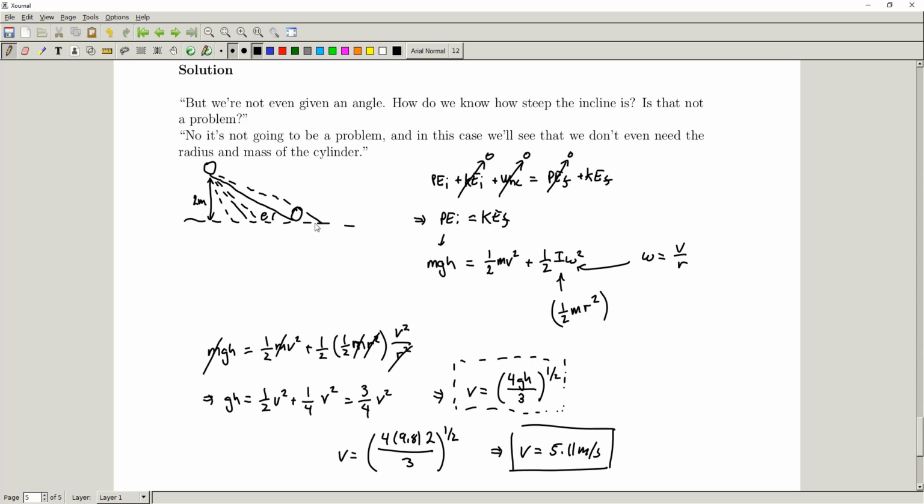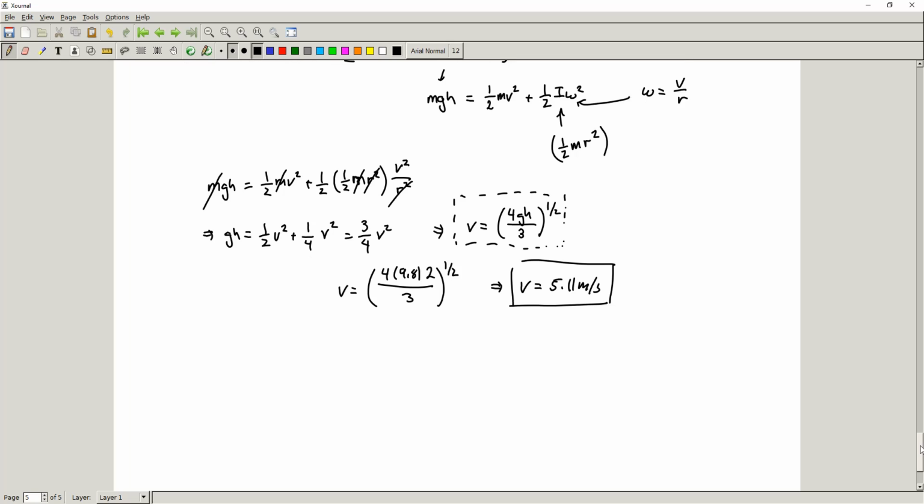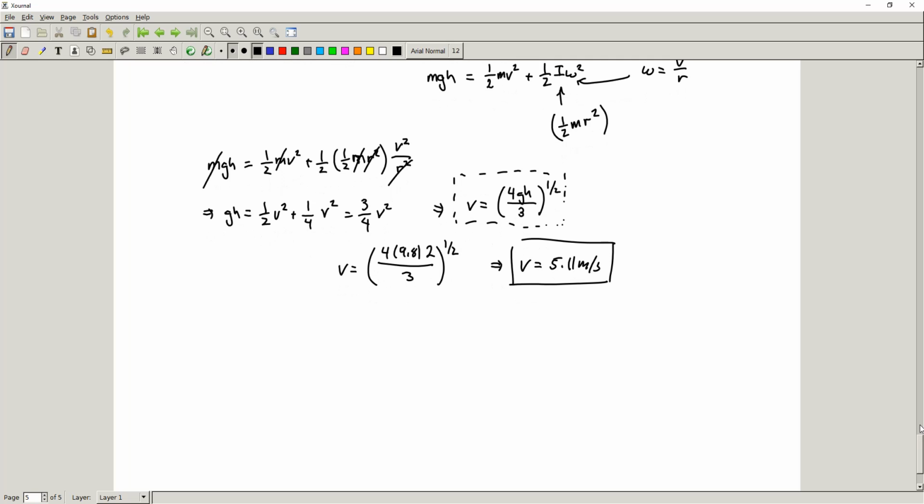That would be true for any slope. That would be true for any radius of cylinder, and it would be true for any mass of the cylinder, right? So this is totally general for a cylinder for no slip, right? So as long as this thing is not slipping, and as long as it's a cylinder, that's the expression that's going to give us the answer that we're looking for. Okay. And so that's sort of the final example I wanted to do for this section.